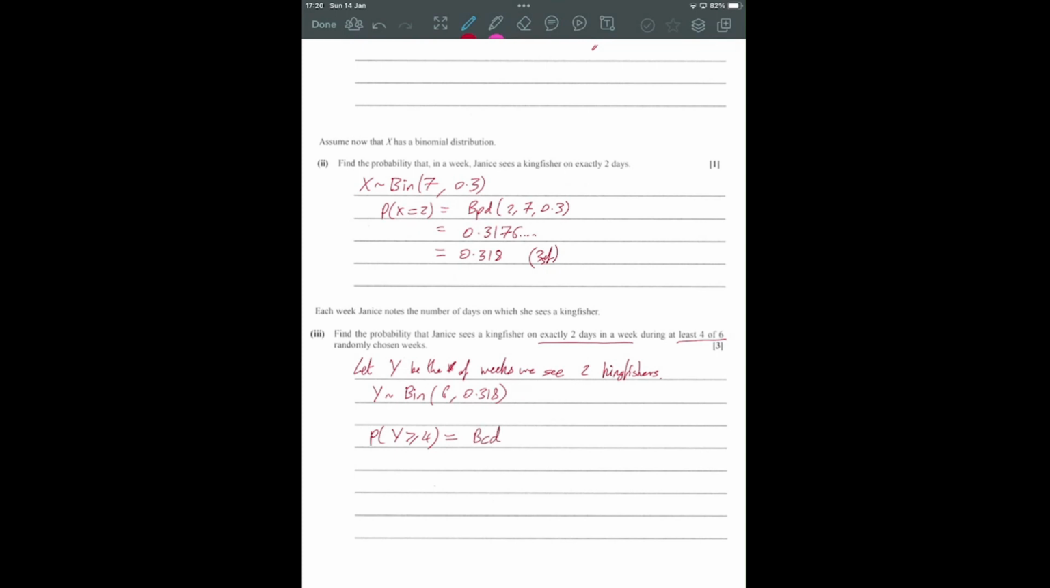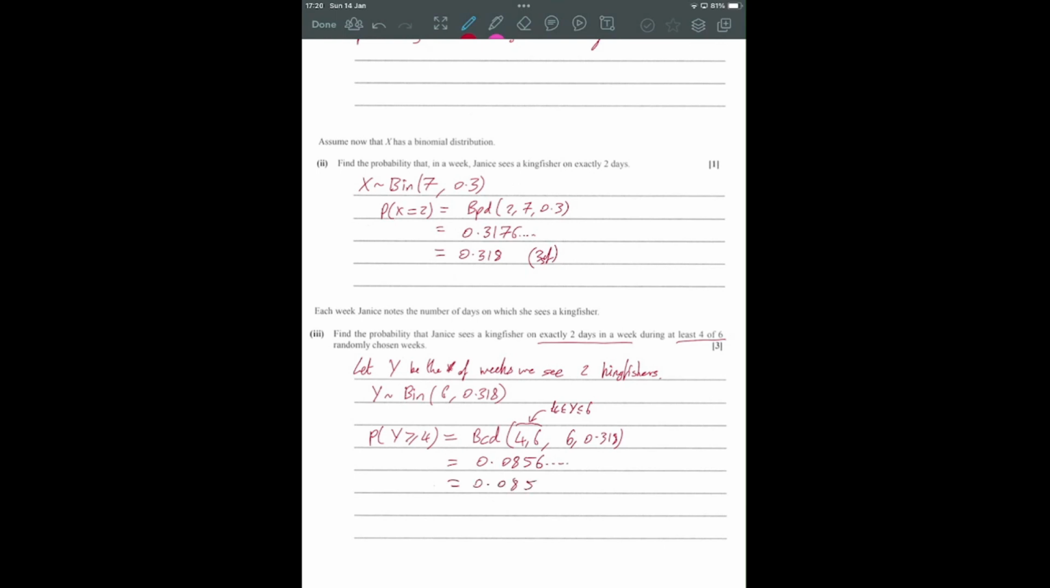So now I'm going to use the BCD function, and I'm going to go 4, 6, 6, 0.318, and that notation there is exactly saying we're greater than or equal to 4, less than or equal to 6. You could do a 1 minus trick, which you had to do in the past with older calculators. These ones can do this thing, so I like to take advantage of that where I can. And that's 0.0856, etc.